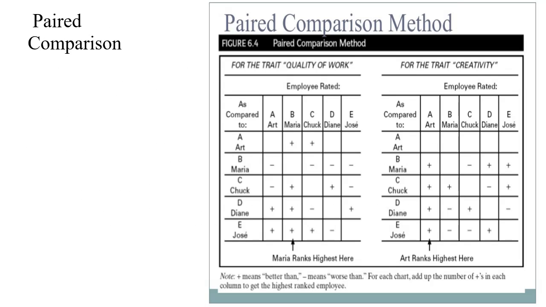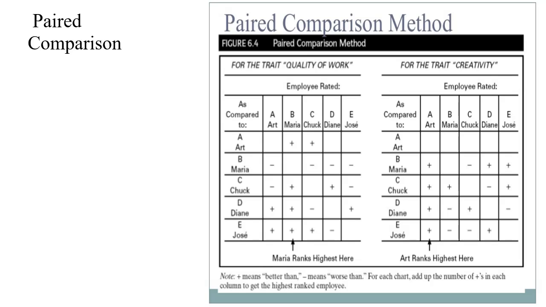Paired comparison method. Now here ranking becomes more reliable and easier under paired comparison method. Each worker is compared with all other employees in the group. For every trait, the worker is compared with all other employees. For instance, when there are 5 employees to be compared, A's performance is compared with that of B, and decision is arrived at who is better or worse. Next, B is compared with all others.